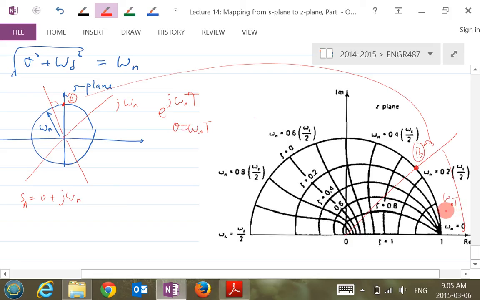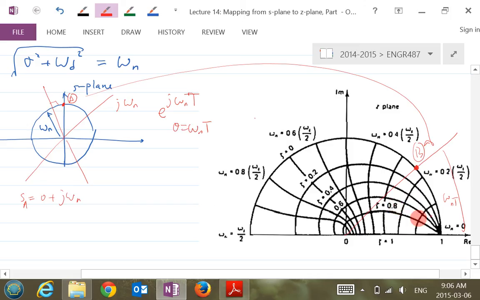If I think the other way around, here's a B. This is the B location. And I can find the theta angle corresponding to the B location. If I ask what's the natural frequency for this B location, thinking it back into the S-plane, how would I find that? Let's say this theta is 30 degrees or 60 degrees, whatever, for this B location. But the other question is, what will be the natural frequency based on this B location?